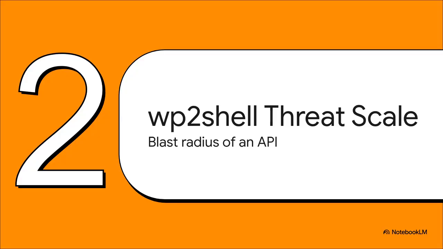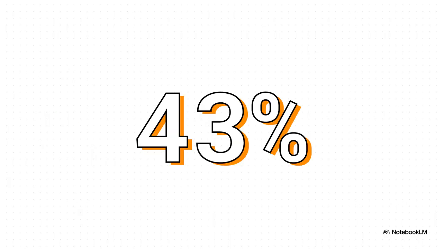Moving on to Section 2, the wp2shell threat scale. Let's talk about the blast radius of a default API. Think about this number for a second. 43%. That is the percentage of all websites on the entire internet powered by WordPress. We are talking about roughly 500 million instances sitting directly in the potential blast radius of this vulnerability.